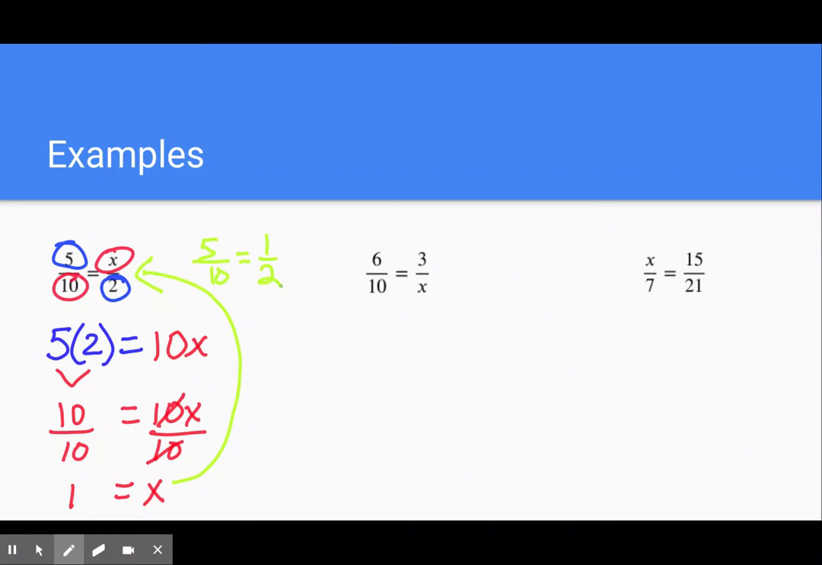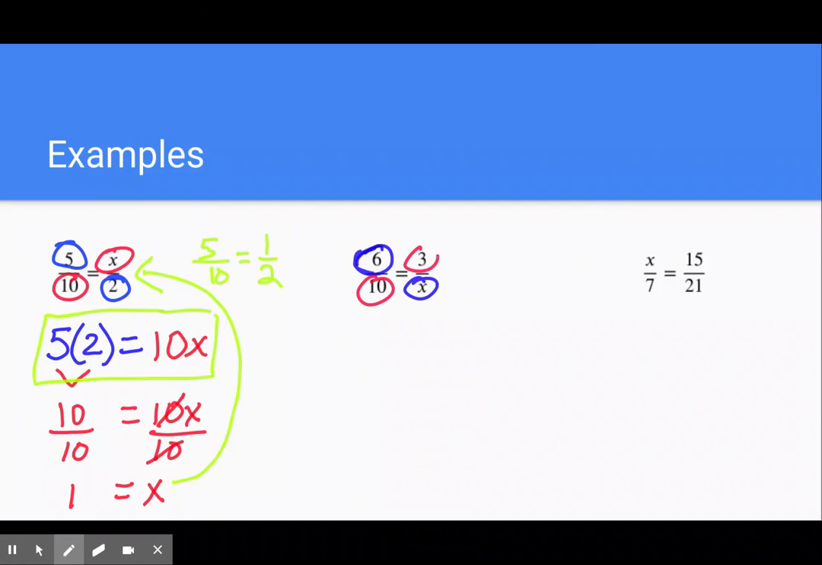But the way that I've got to show you how to do it is this way. I don't care how you do it, just so long as you get the right solution. And this is how you cross multiply. Now, I'm going to show you on this one here. We're going to take 6 and x, and we're going to take 10 and 3, and we're going to do the exact same thing.